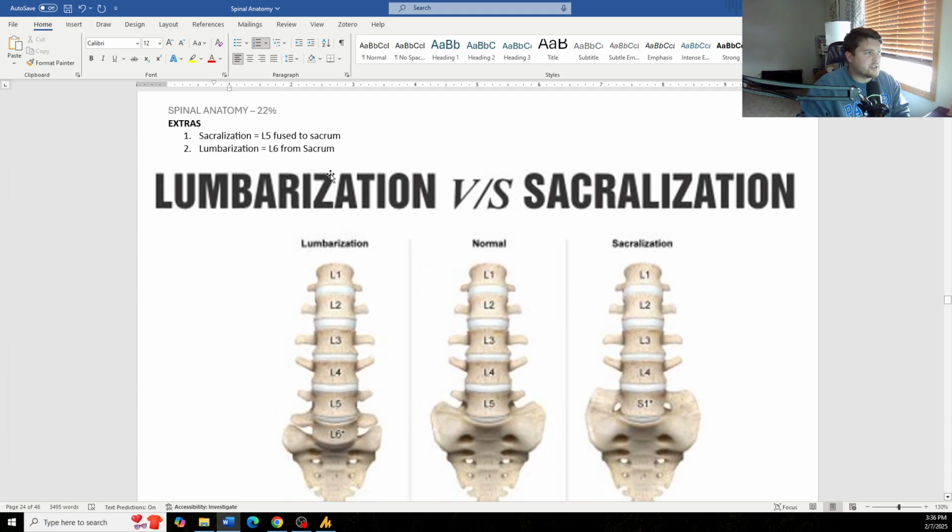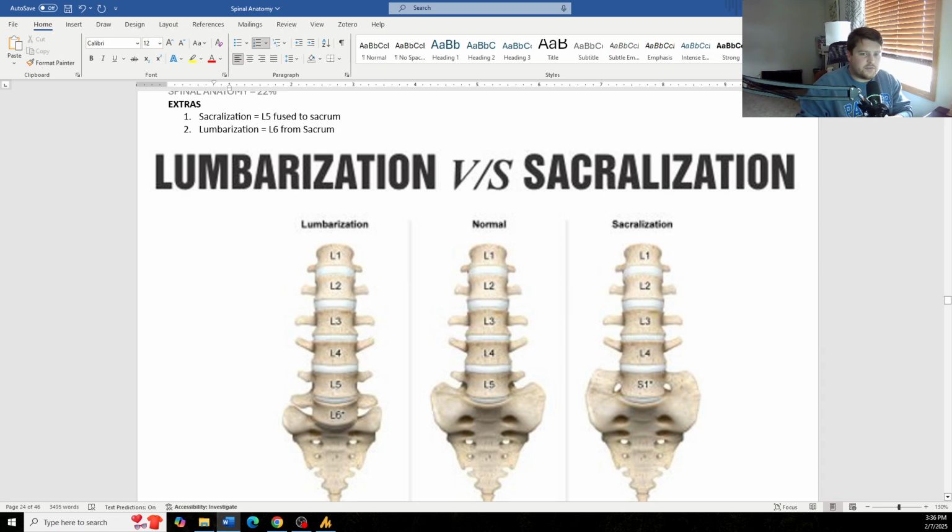Finally, some extras. If the L5 is fused, we'll continue this in a sec.